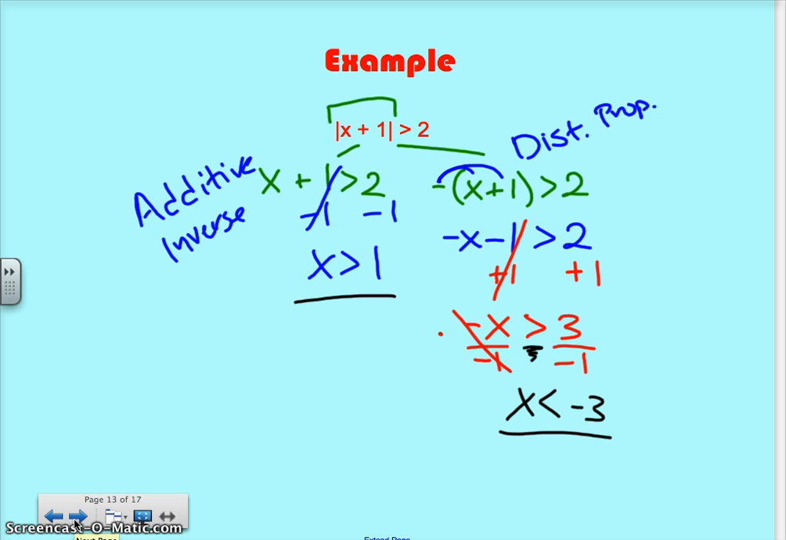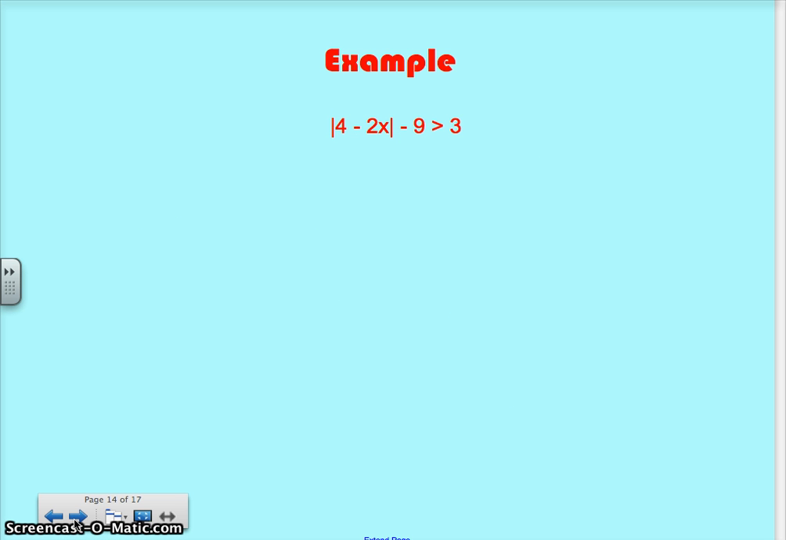Alright, so let's go ahead and look at the next problem here. Alright, so we have |4 minus 2x|, those are absolute value bars there, minus 9 is greater than 3. So this one's a little bit more difficult here. We've got one more step at the beginning. So we need to get this portion all alone first.